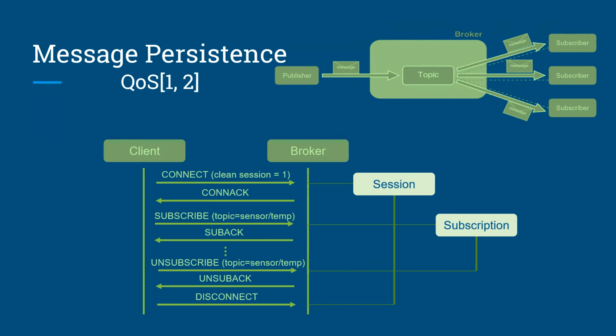In this illustration, we see a client connecting to a broker in a non-persistent session. Here you can see that the client only gets messages after it subscribes to a topic and until it subscribes or disconnects.